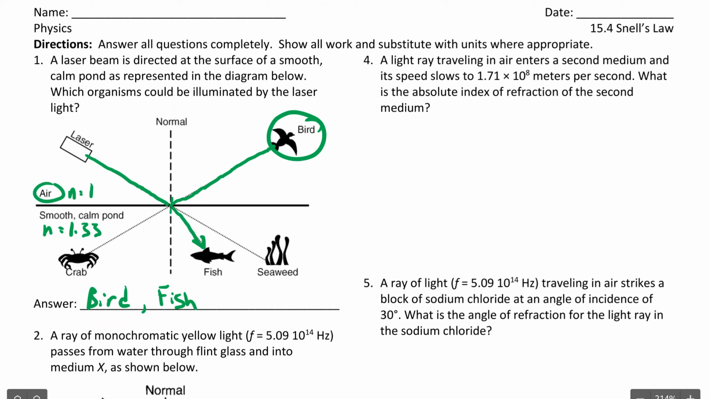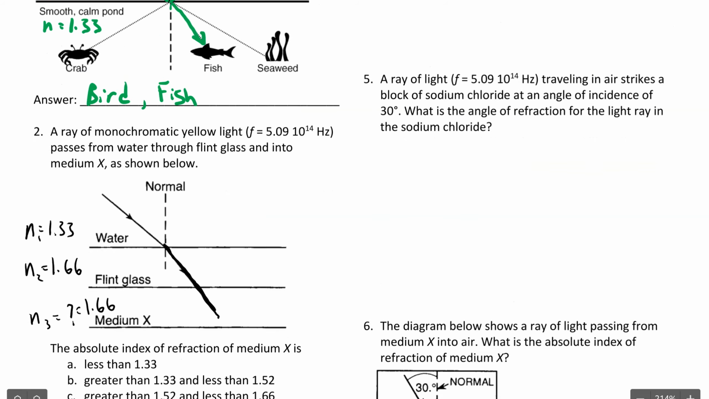A light ray traveling in air enters a second medium and its speed slows to 1.71 times 10 to the 8 meters per second. What is the absolute index of refraction of the second medium? So actually, this is kind of a throwback to the previous topic. We're not going to use Snell's law for this one. So this is really reminding you what exactly is the index of refraction. So they're saying it's traveling in air and it enters a second medium, and its new velocity is 1.71 times 10 to the 8 meters per second, and they're looking for the index of refraction.